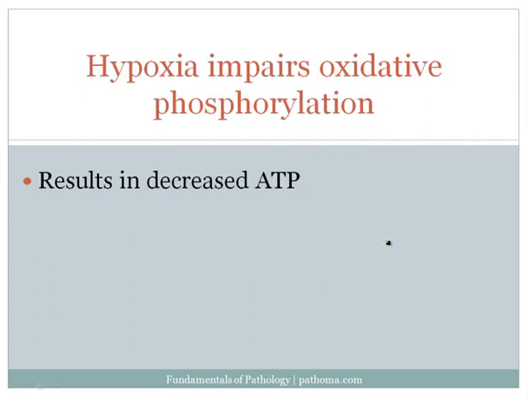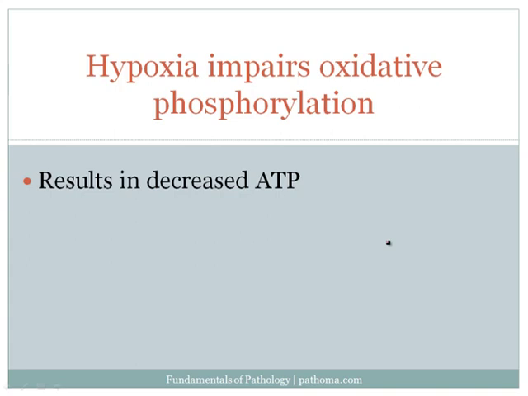Okay, now we get to the general theme of what are the consequences of hypoxia. So we talked about 3 different ways by which hypoxia can occur. For example, we talked about ischemia causing hypoxia, hypoxemia resulting in hypoxia, and decreased O2 carrying capacity resulting in hypoxia.